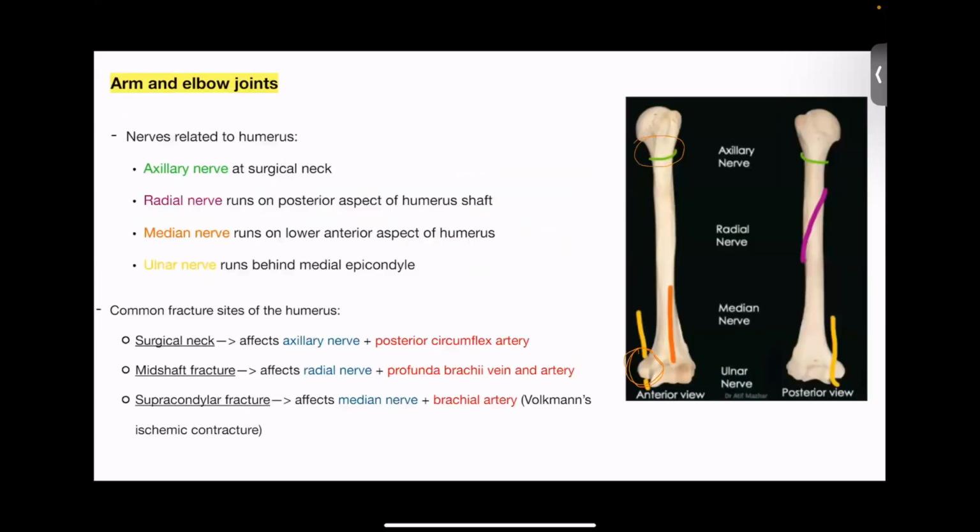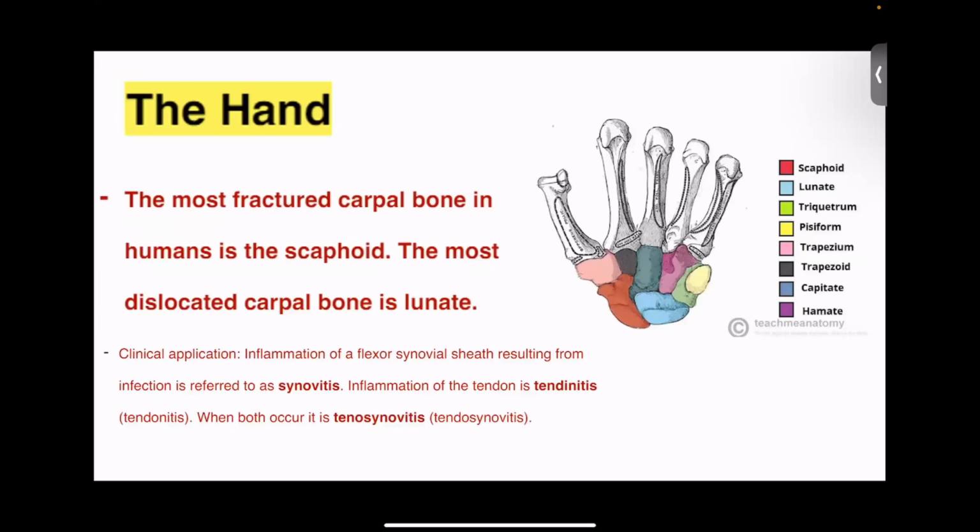That's it. Now let's go to the hand. I think that's the last clinical slide basically, and then we're going to go to questions. So the hand, the two main concepts, I'm pretty sure you know the carpal bones. So the scaphoid, that's the most fractured bone, and lunate is the most dislocated bone. Here we have the scaphoid. This one is scaphoid. This is the most fractured bone, and lunate is the most dislocated bone. So that's pretty much it for the clinically relevant info for both OSPE and MCQs.